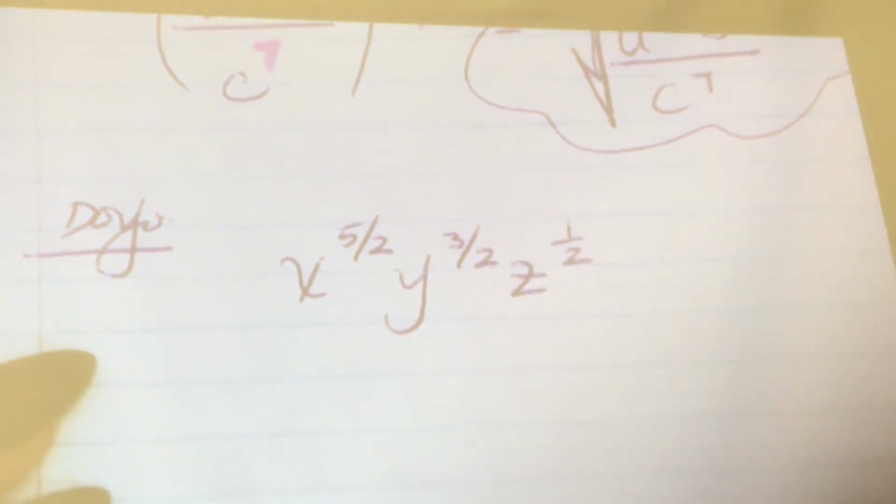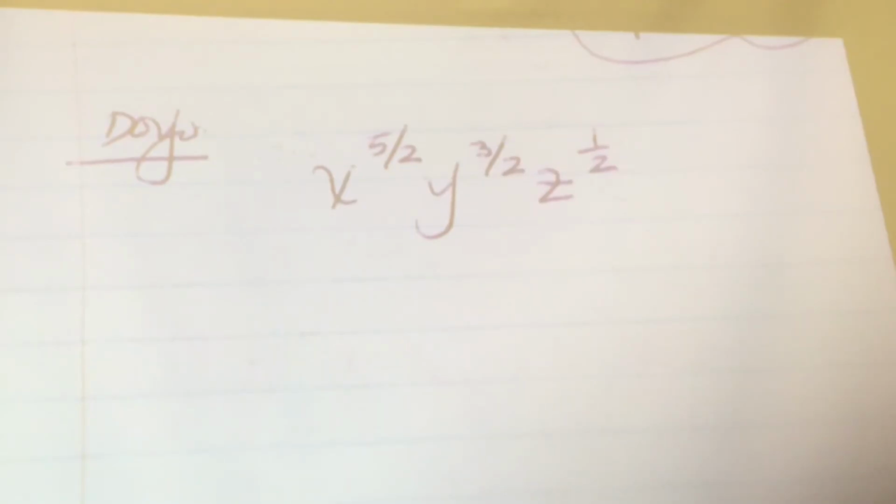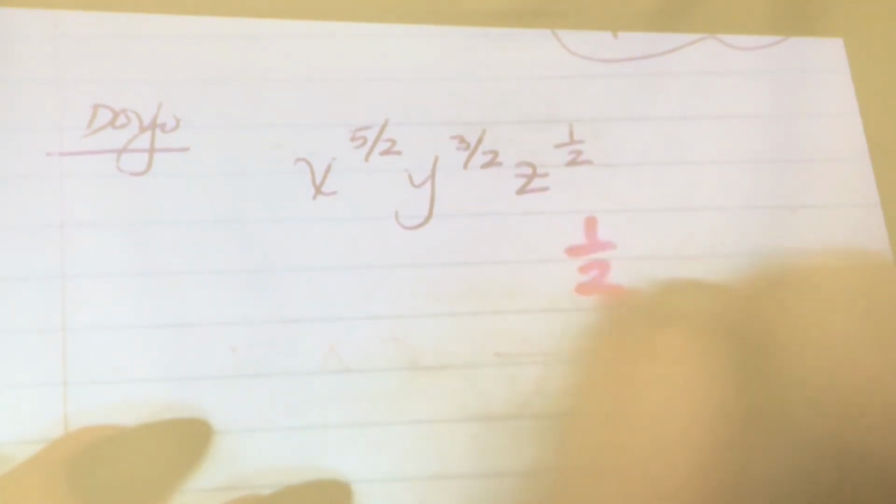All right, try this doyo. Give me x to the 5/2, y to the 3/2, and z to the 1/2. What did you guys take out of all of the exponents? 1/2, very good. So you know it's something to the 1/2.